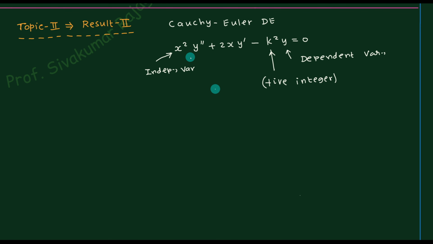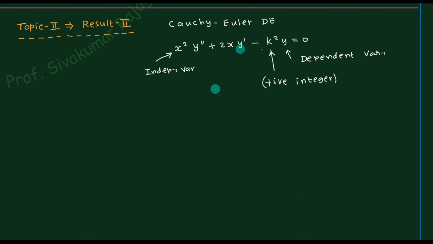What is the point to be noted in the Cauchy Euler equation? If there is a second derivative, that is d square y by dx square, the power of x is 2. If this is the first derivative, the power of x is 1. And what is y? Y means the zeroth derivative of y. It is not at all differentiated. It is the original y. If it is the zeroth derivative, what should be the power of x? Here the power of x is 0, and x power 0 means 1. So there is a 1 into k square into y.